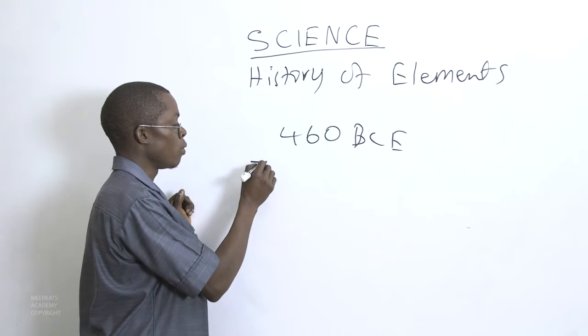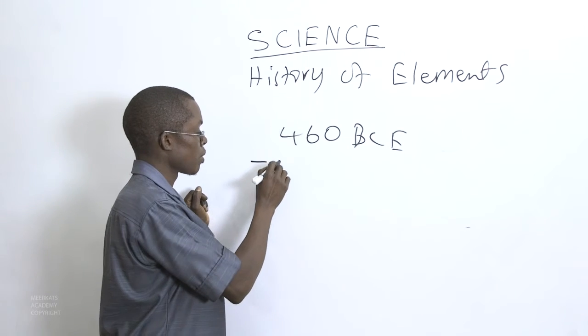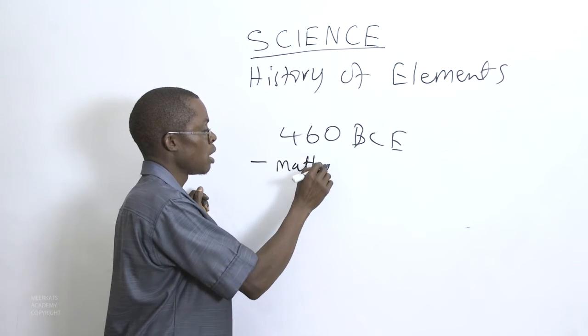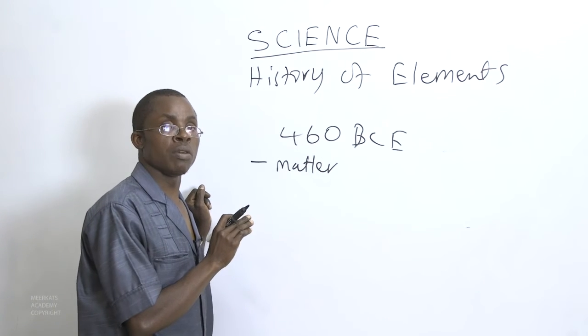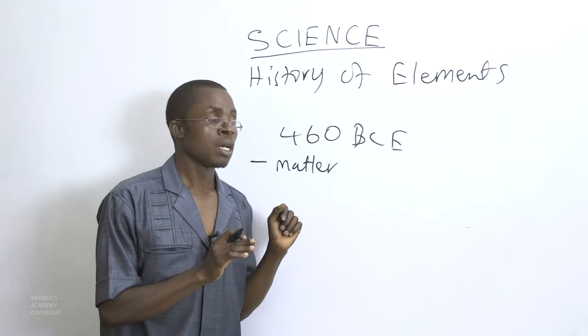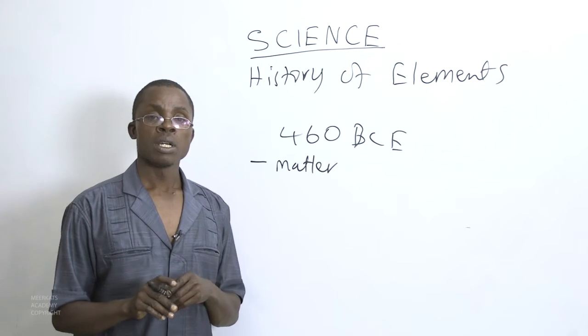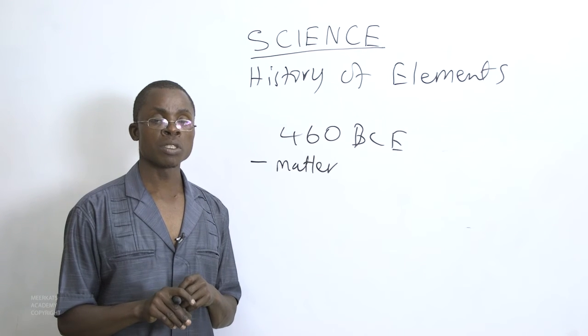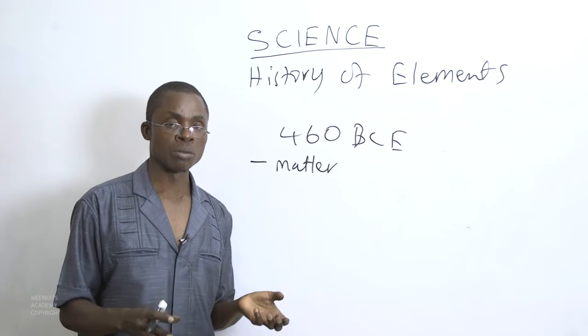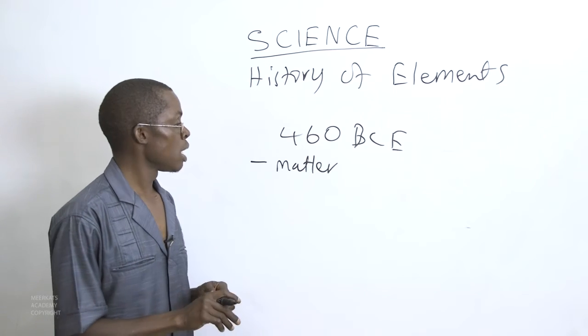Number one, we looked at matter, and we saw that matter for Democritus is made up of small indivisible particles. But John Dalton also gave the same, that matter is made up of small indivisible particles called atoms. So at least on that one, they agreed.